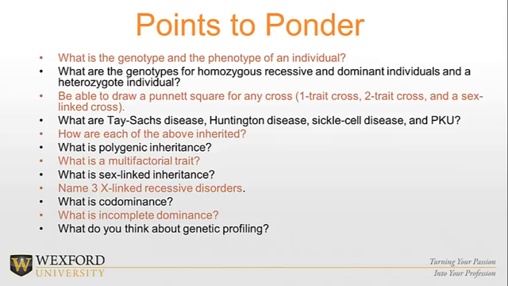What is polygenic? Poly meaning many, and genic, obviously genes. Polygenic inheritance. A multifactorial trait is a trait where multiple genes are going to affect it. Sex-linked inheritance has to do with certain traits that are on the genes that determine your gender, your X and Y chromosomes.